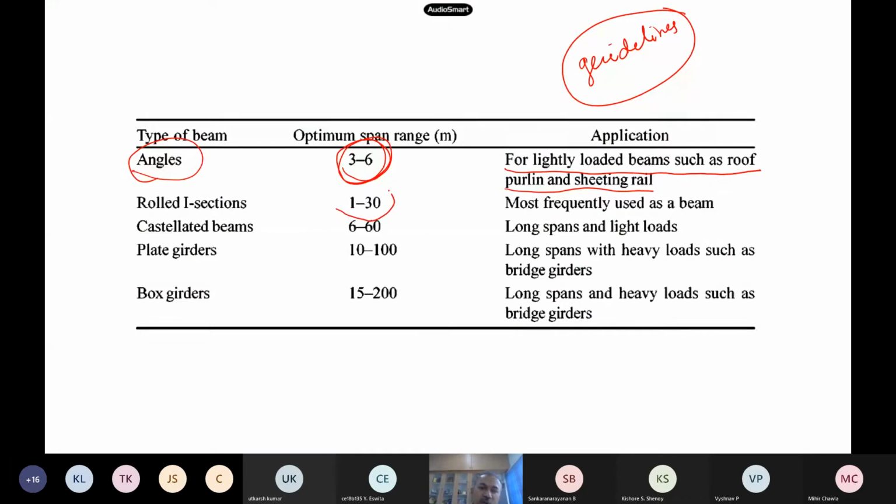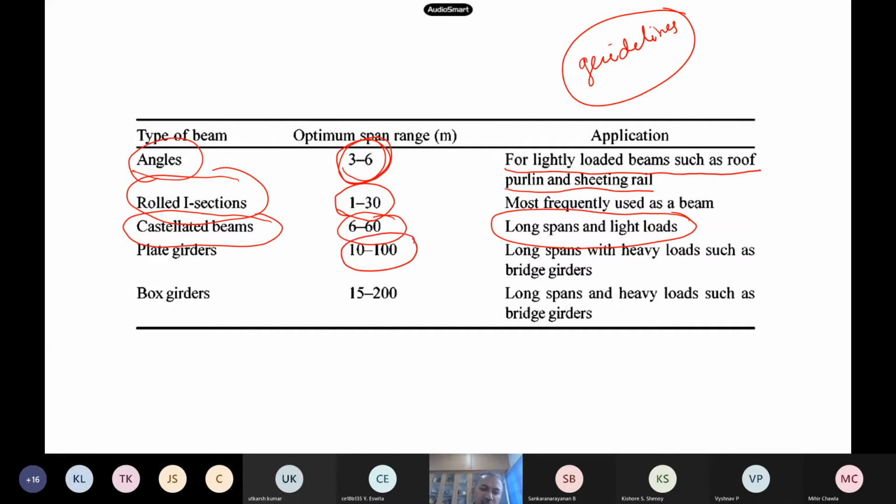Now, if the span is 10 to 30 meters, then rolled I sections have to be used. These are some guidelines. Now, if it is 6 to 60 meters, very long spans with light loads, then instead of going for angle sections, we go for castellated beams. I will show you what a castellated beam is.